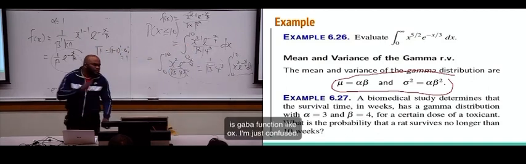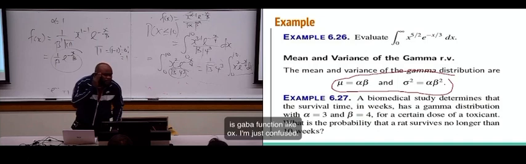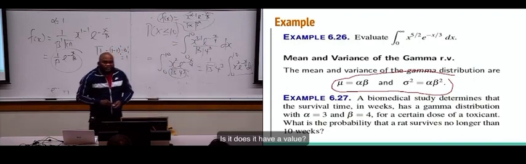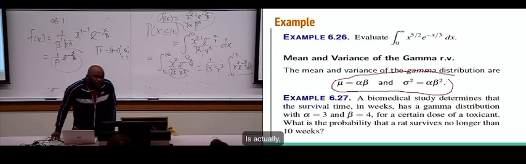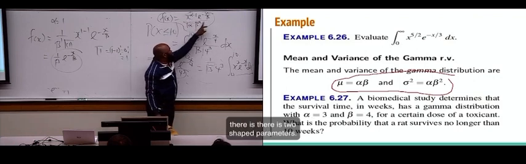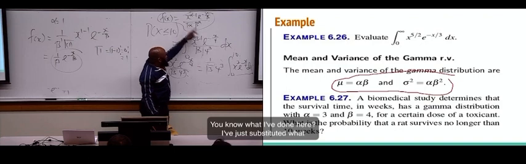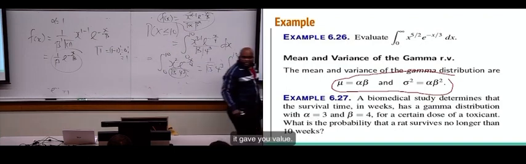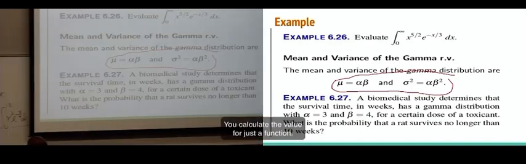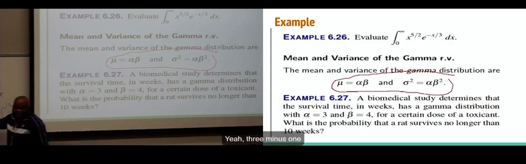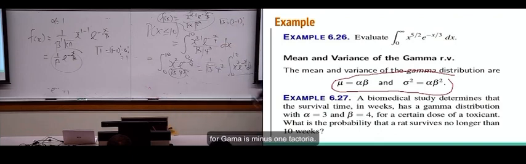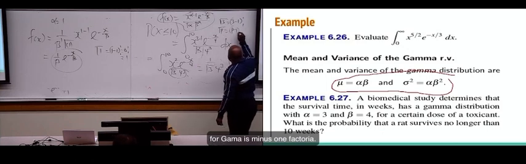Is gamma a function like e of x, or I'm just confused? This is a gamma distribution. So is it like alpha and beta then? Does it have a value, like a variable kind of? Actually, if you understand the gamma density, in the gamma density there are 2 shape parameters. You know what I've done here? I've just substituted what they gave you. So do you calculate the value for gamma then, or is it just a function? Oh, do you mean this here? Gamma 3 is 3 minus 1 factorial. So gamma p is p minus 1 factorial.